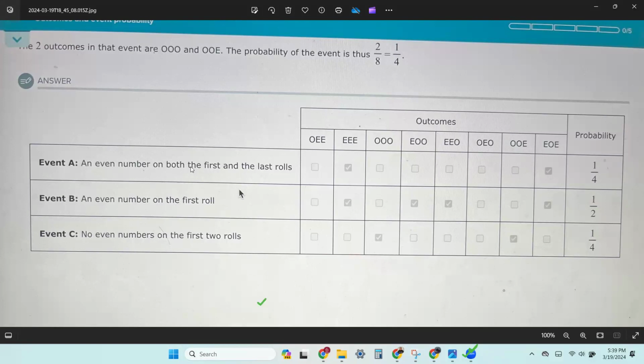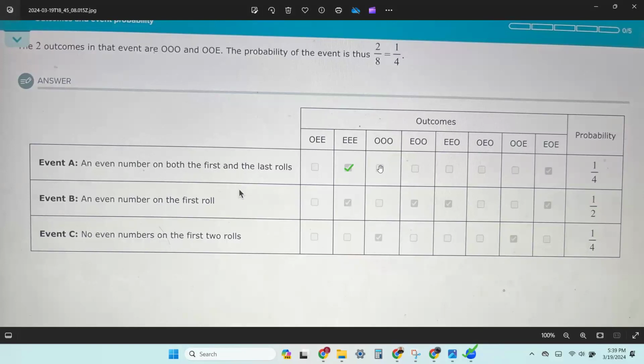An even number on both the first and last roll. So we've got to have E something E. This one won't fly because it has an O on the first. But that one is correct: E, E, because that's the one at the beginning and one at the end. We don't care about the one in the middle.